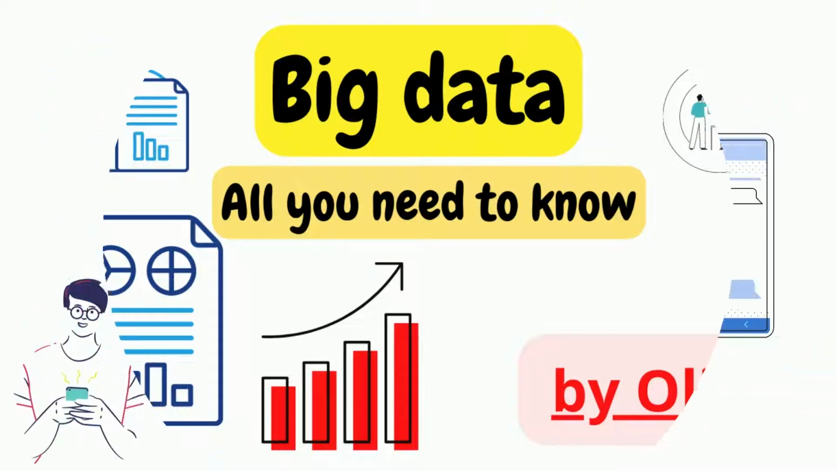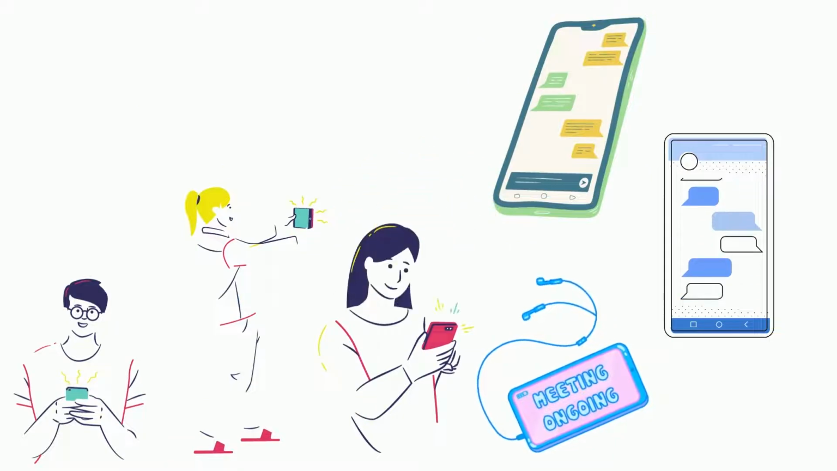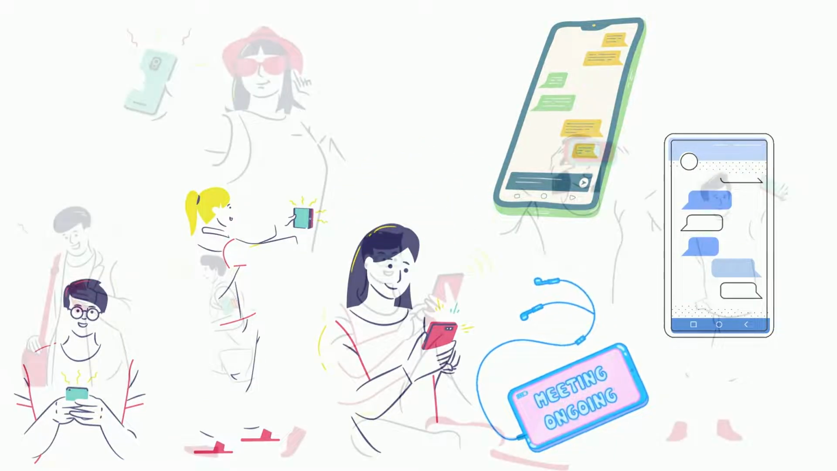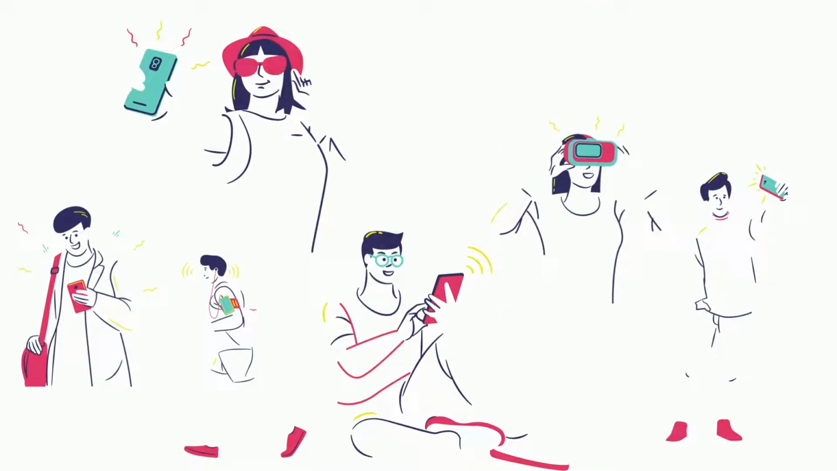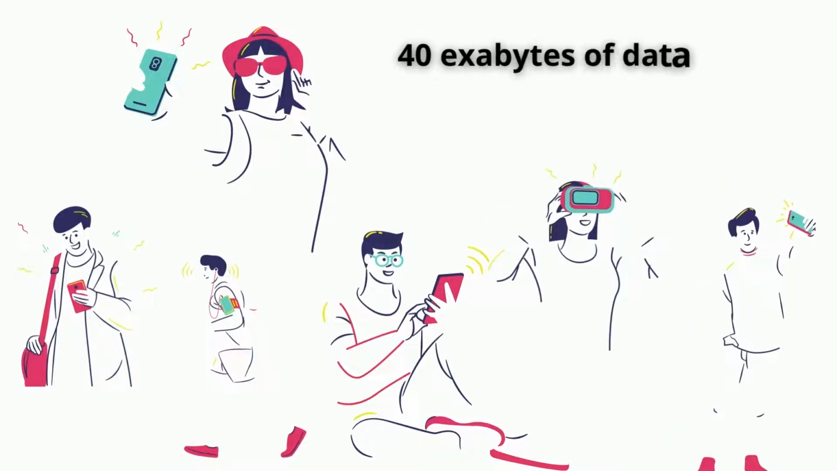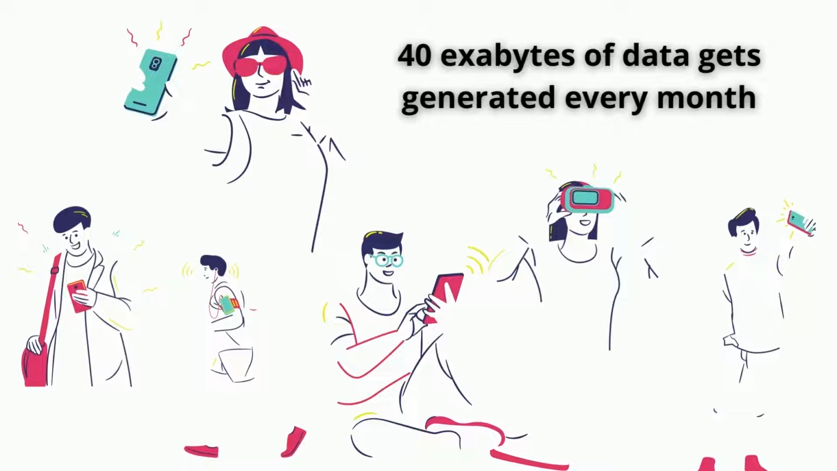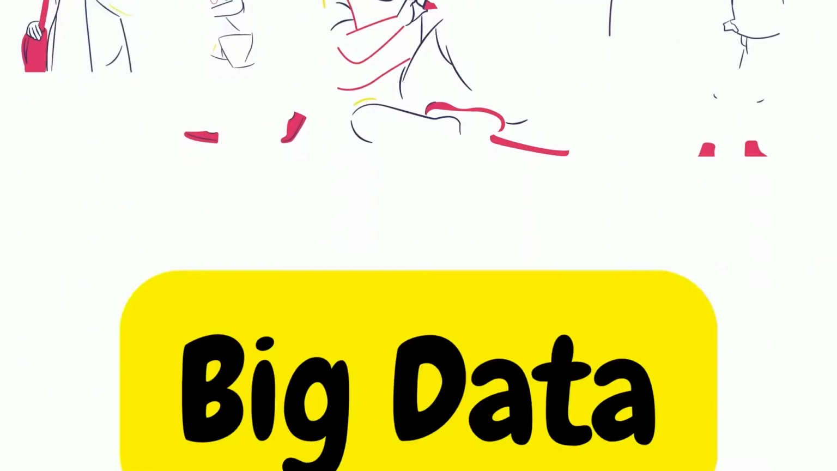And today we will learn about big data. Since we all use smartphones, have you ever wondered how much data it generates in the form of texts, phone calls, emails, photos, videos, searches and music? Approximately 40 exabytes of data gets generated every month. This amount of data is quite a lot for traditional computing systems to handle, and this massive amount of data is what we term as big data.